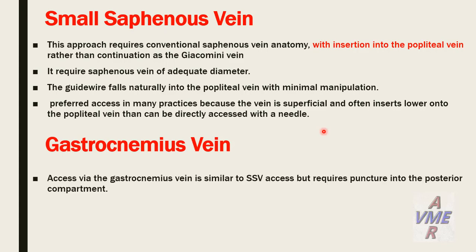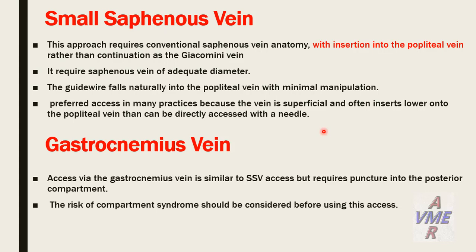Gastrocnemius vein. Access via the gastrocnemius vein is similar to the short saphenous vein access, but requires puncture into the posterior compartment. The risk of compartment syndrome should be considered before using this access.